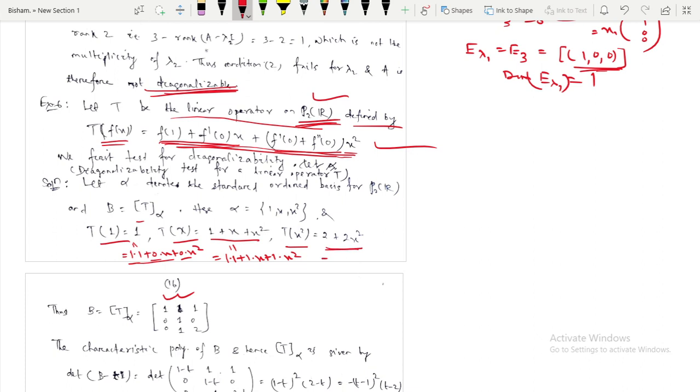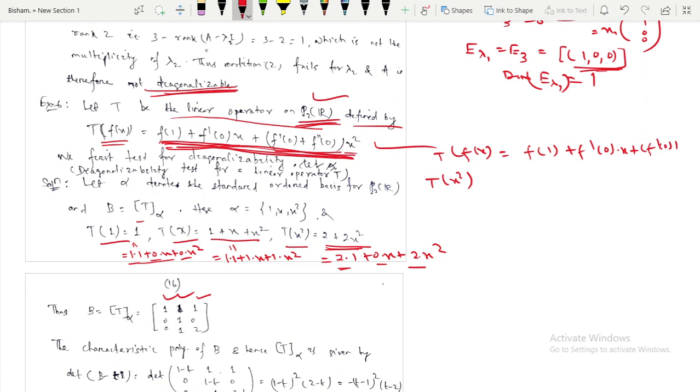Similarly, T of x square is evaluated by using the definition of T of f(x). You just get what T of x square is, because it is given that T of f(x) is f(1) plus f'(0) into x plus (f'(0) plus f''(0)) into x square. So T of x square means in f(x) you just put x square.